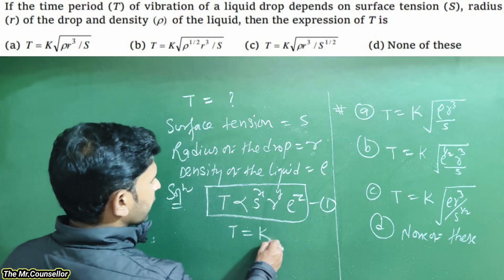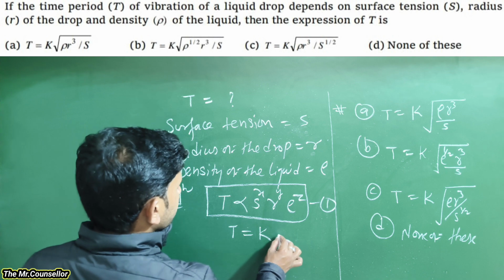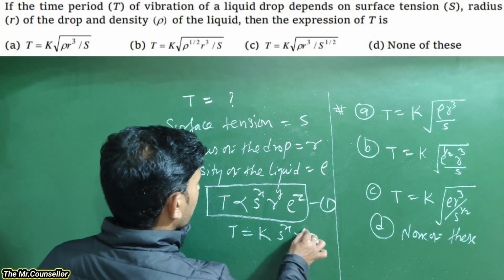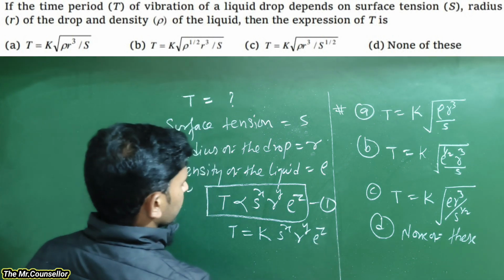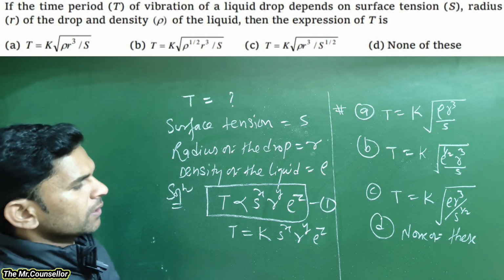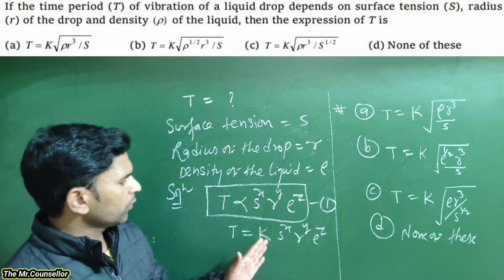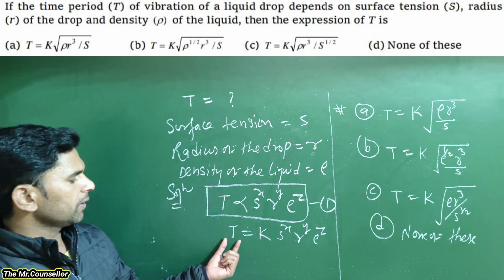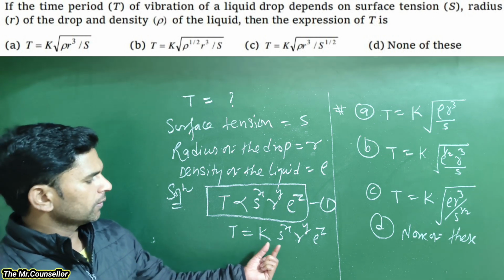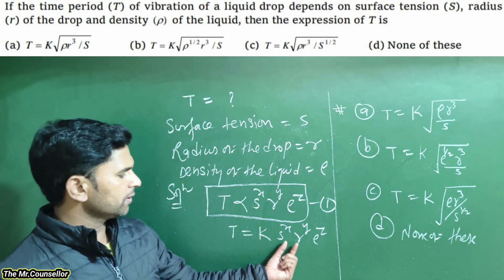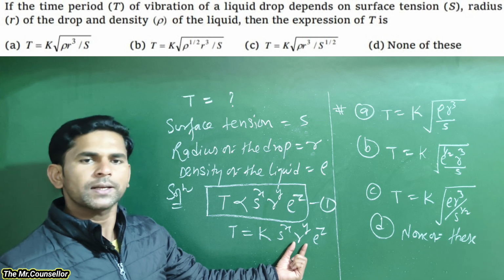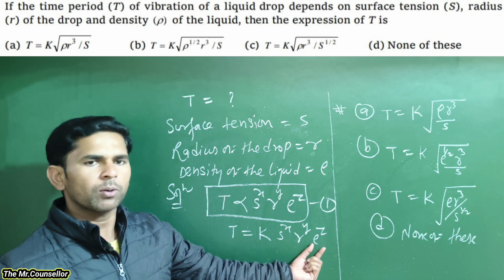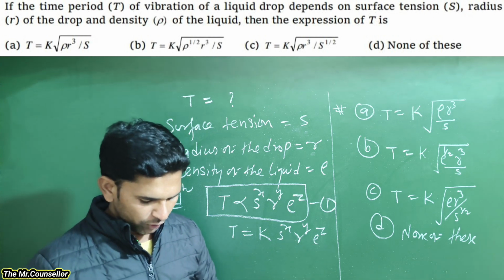T is equal to K, because there is a given K form, S power X, R power Y and rho power Z. As you did before, you will do the same here. First you will mention the dimensional formula of T, then the dimensional formula of surface tension, the dimensional formula of the radius, and the dimensional formula of the density. Is it okay or not?